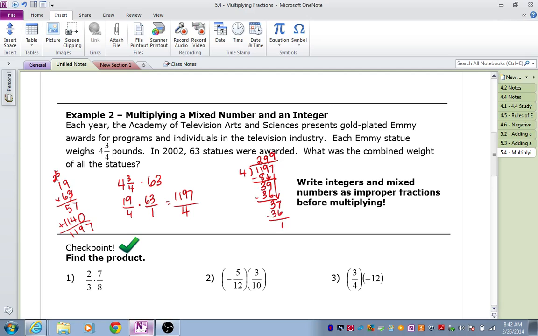So that means 299 is our whole number. Our remainder that we got is our numerator, because that's what we had left over, and we keep our original denominator. So it's 299 1/4 pounds. Okay, so mixed numbers and whole numbers, change them to improper fractions before you start multiplying.